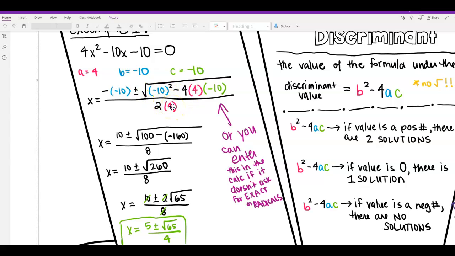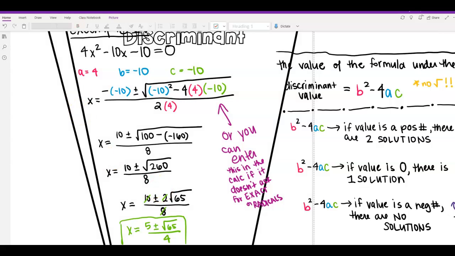Now you can type this whole thing into your calculator, and I'm going to show you that in just a second. Or if it asks you to give you an exact answer or a radical answer, you are going to have to simplify this a little bit. And so I'll talk you through that in a second.